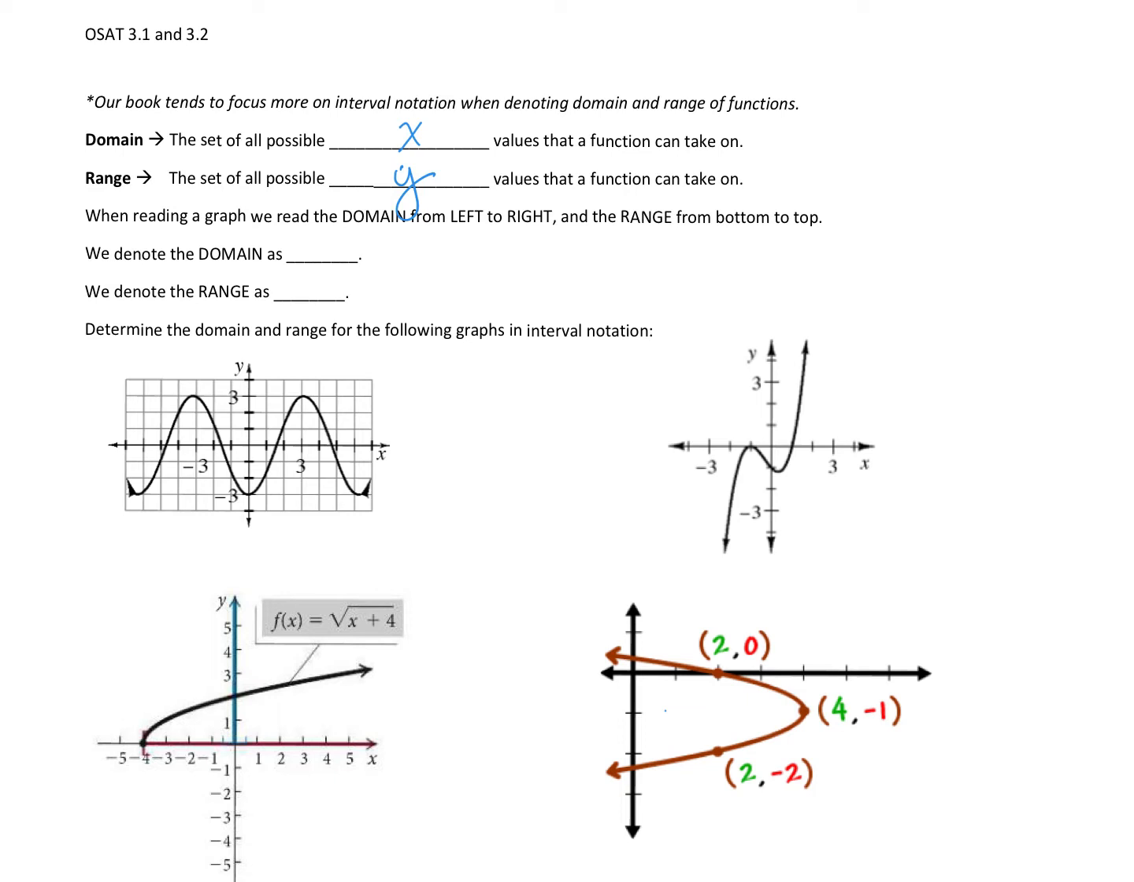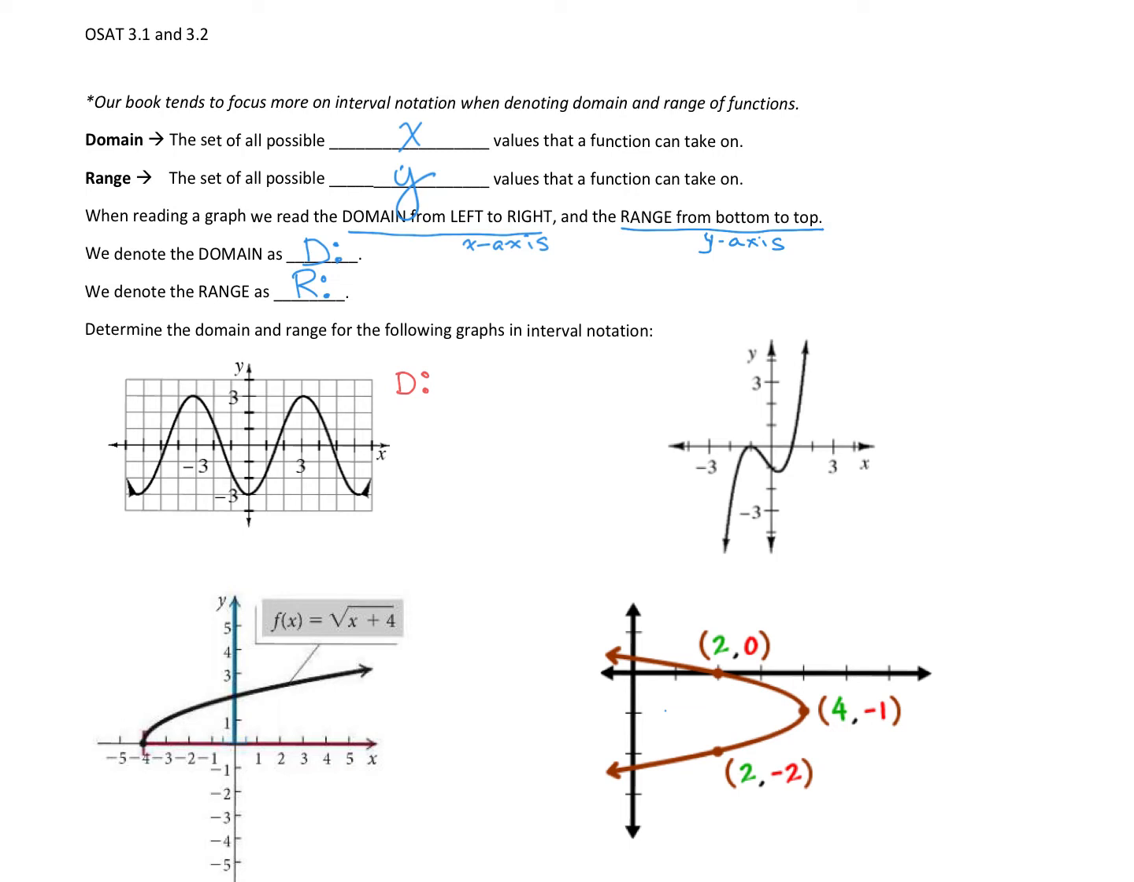When we're reading a graph, we read the domain from left to right, in other words, on the x-axis. And when we look at the range, we're going to look from the bottom to the top on the y-axis. We're going to denote the domain as a capital D, and we'll denote the range as a capital R. So let's look at this first example. We want to find the domain of this function. In other words, what x values can this take on?